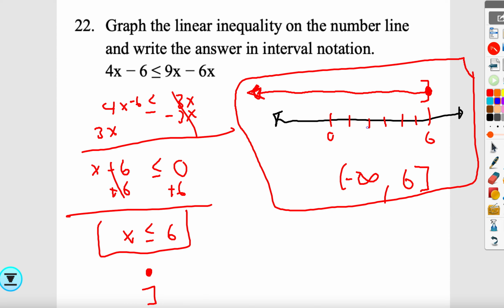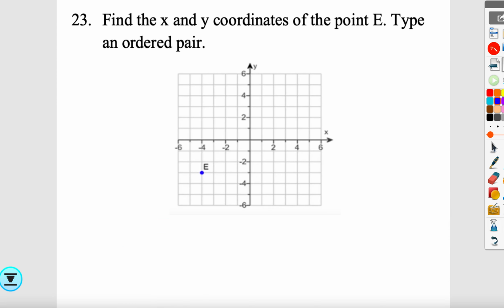So let's keep going. Number 23. Find the x and y coordinates of point E. Type in ordered pair. So from there, guys, we're going to go ahead and look at the point E. You see how the x value is right here at negative 4. And then we're going to go ahead to the right for the y value, which is between negative 2 and negative 4, which is negative 3. So the ordered pair would be parentheses negative 4 comma negative 3 for y.